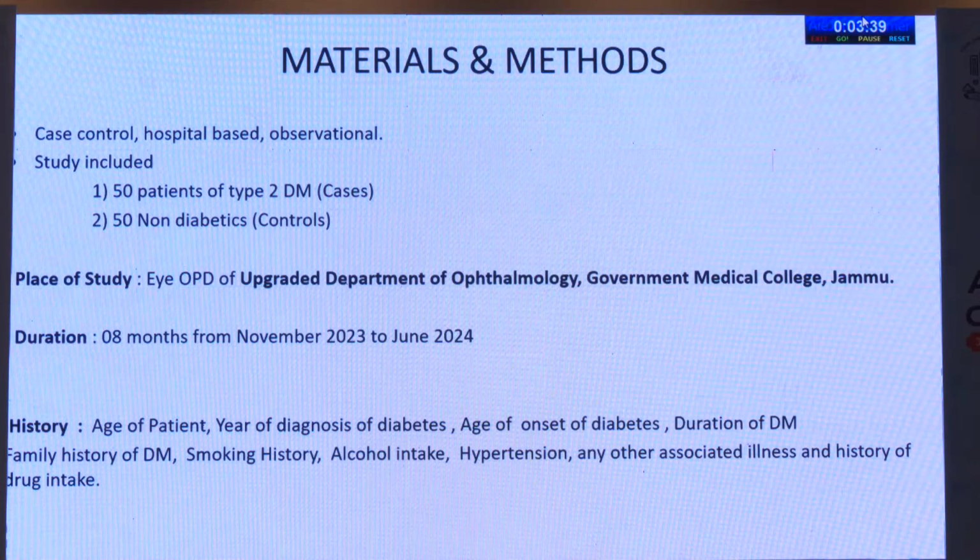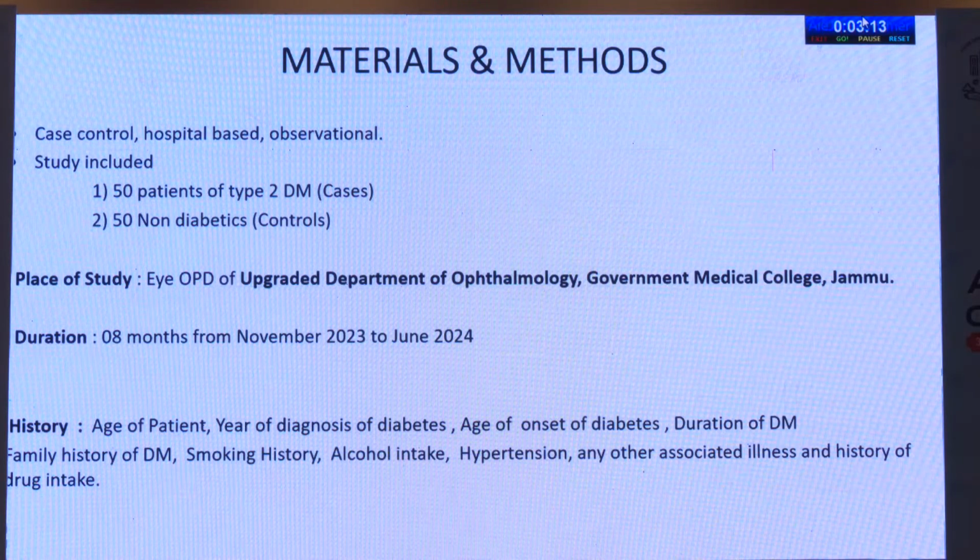Material and methods. This was a case-controlled, hospital-based and observational study. The study included 50 patients of type 2 diabetes, who were the cases, and 50 non-diabetics, who were the controls. The place of the study was the IOPD of the Upgraded Department of Ophthalmology, GMC Jammu, the duration being 8 months from November 2023 to June 2024.